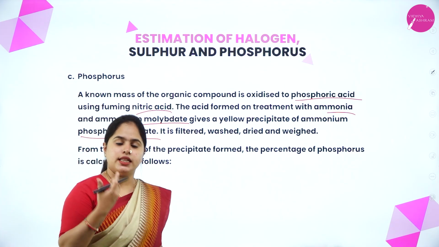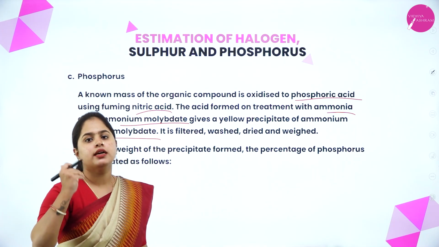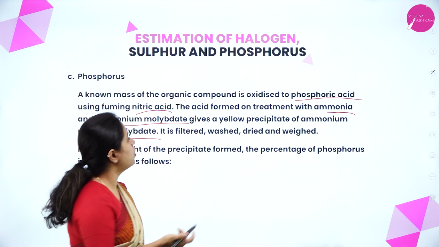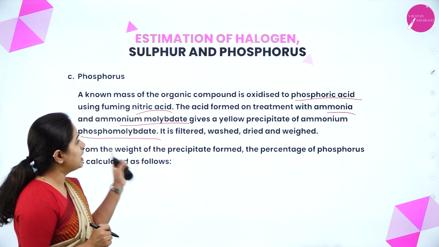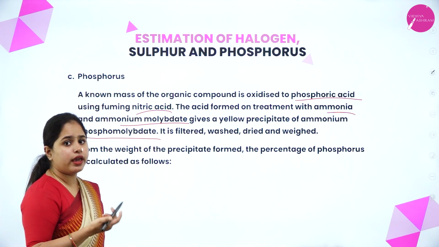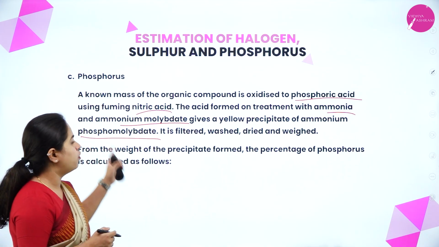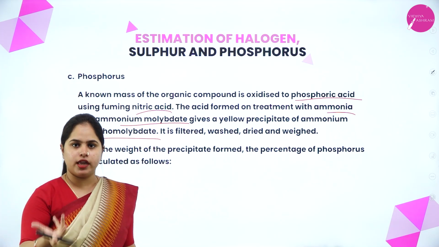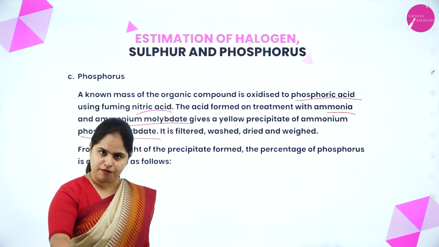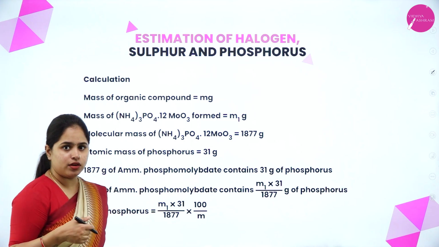So what do we do? In the Carius tube we take the organic compound, and we add fuming nitric acid. What happens to the phosphorus? Phosphorus gets oxidized to phosphoric acid, and the acid formed is further treated with ammonia and ammonium molybdate. What is the product which is formed? It gives a yellow product of ammonium phosphomolybdate. So that is having a yellow color. It is a precipitate, and that will be further washed, dried and weighed. From that we can calculate the percentage. Now moving on to the calculation again.